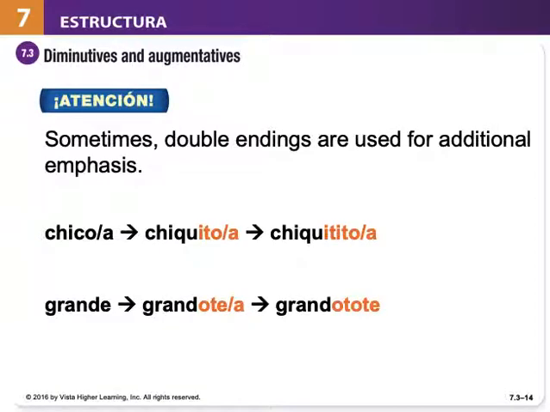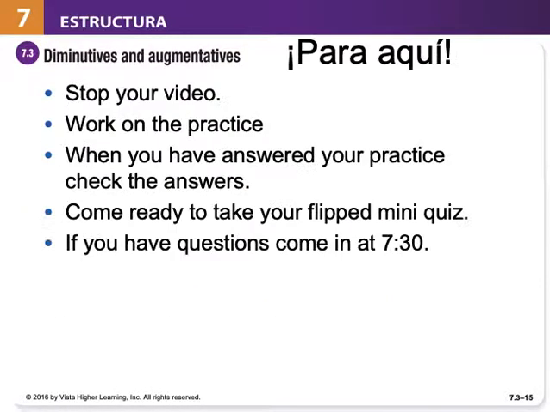Sometimes double endings are used for additional emphasis. Chico, chiquito, chiquitito. Grande, grandote, grandotote. And this is often exaggerated by children. You often hear children saying chiquitititito or grandototote, and it's so funny to say and to hear them too.